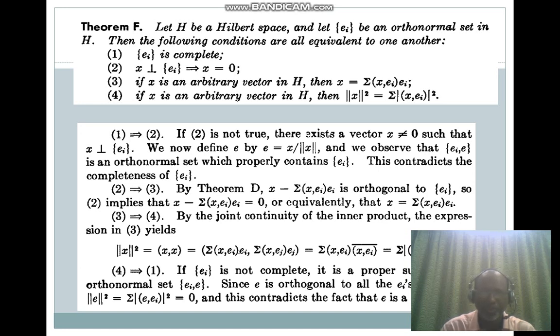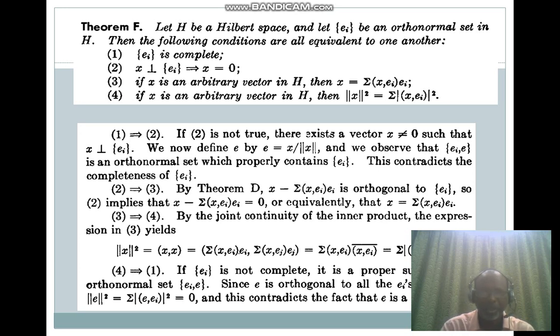Assume the third one is true. By the joint continuity of inner product, norm of x squared can be written as (x, x). Now, just now we have shown from the third property, the value of x can be substituted as the sum of (x, e_i) times e_i, twice. Taking the scalars outside, what remains is (e_i, e_j), and that becomes unity. This is nothing but the z times z bar concept. So, you will get modulus of z squared. And at last, 4 implies 1.